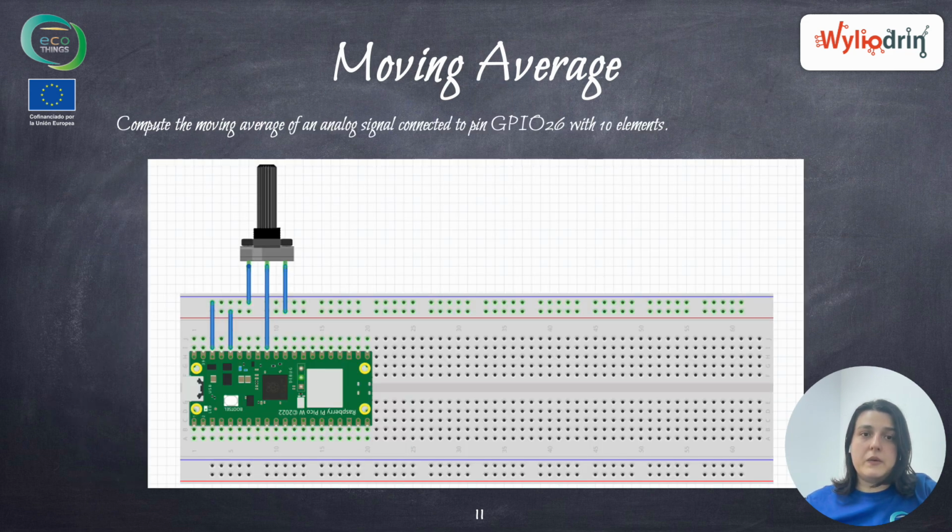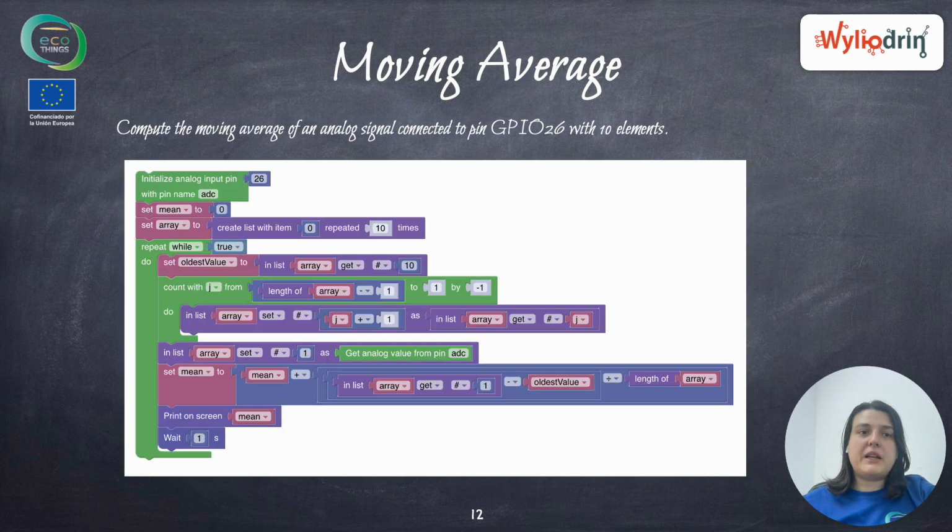In our example, we will compute the moving average of an analog signal using a potentiometer. Now for the application that we have to build, first of all, we initialize pin 26 as an ADC. This is the pin where we have the potentiometer connected to. Then we set the mean value to 0 because we have done no readings. And we set our array of 10 elements having only 0 values because again we have done no reading. And now we go to the while loop where we start reading values.